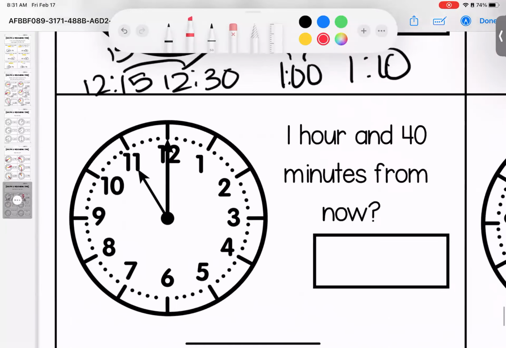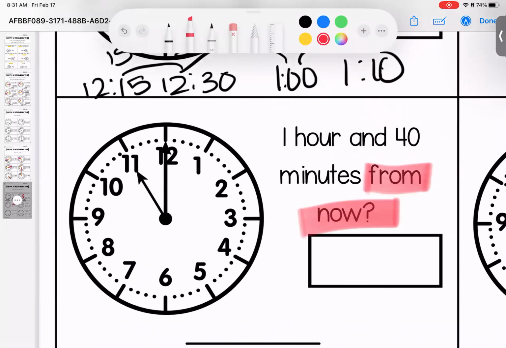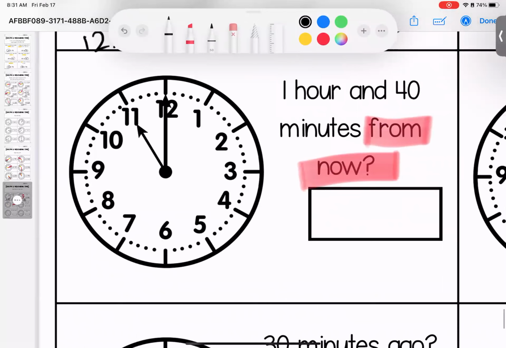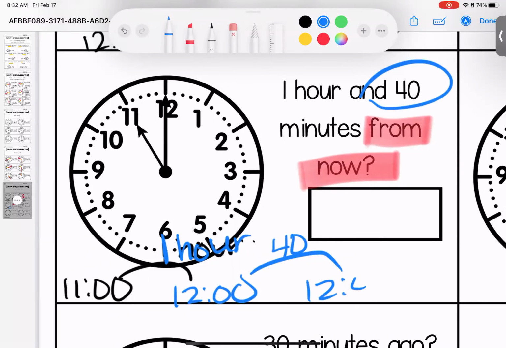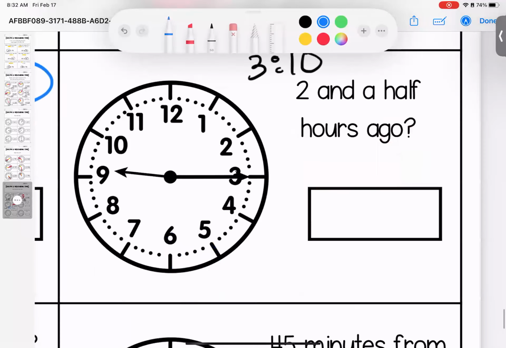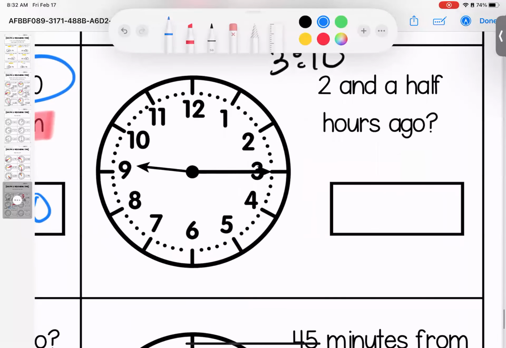1 hour and 40 minutes from now. So we're going forward. It's currently 11 o'clock. If I go forward 1 hour, let me change the color so you can read it. If I go forward 1 hour, that takes me to 12 o'clock. And if I go forward another 40 minutes, that takes me to 12:40. My time, 12:40.